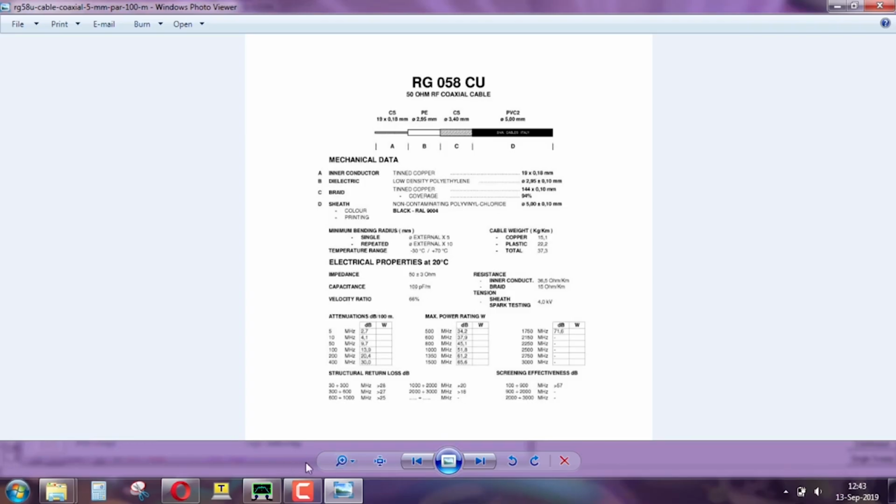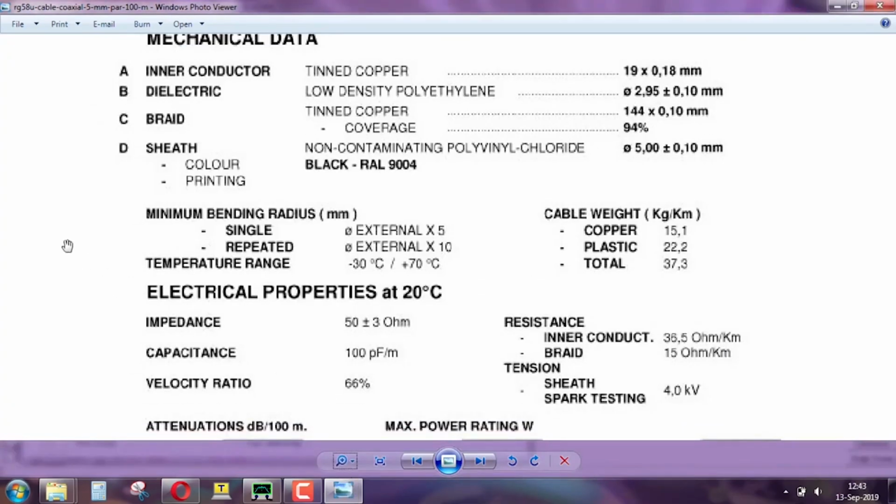In this case, this is another manufacturer which is giving you properties. It says that characteristic impedance is 50 plus or minus 3 ohms measured at 20 degrees centigrade. Capacitance of the order of 100 picofarads per meter. I just picked this because it had units in SI. So, resistance for the inner conductor is about 36.5 ohms per kilometer. All right. So, velocity ratio 66%. At this stage, you should at least know what numbers to expect from your transmission line.